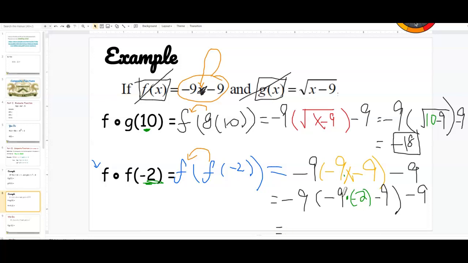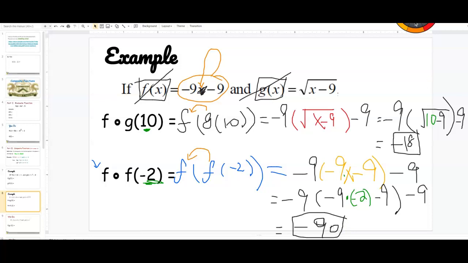Let's calculate it here. Inside of the parentheses, do the multiplication first. -9 times -2 is +18. +18 minus 9 is +9. And then -9 times 9 is -81. -81 minus 9 is -90. And that's it.